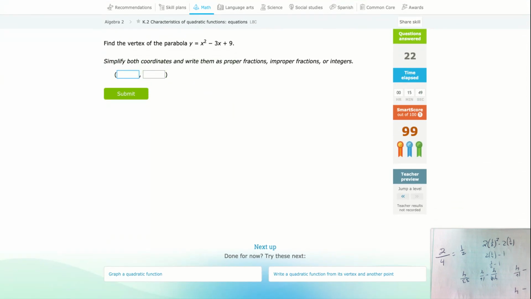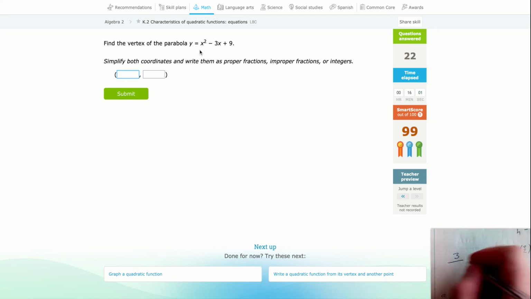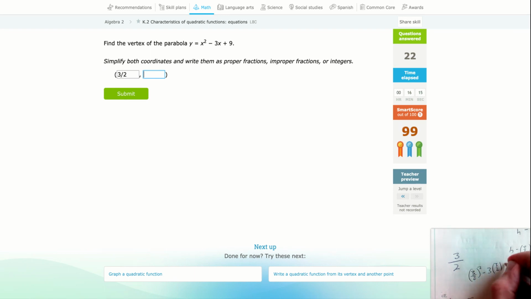And last one, find the vertex. Again, giving you a harder one on these last ones. So I got to do my minus b over 2a. b is negative 3. So minus b would be positive 3. Over 2 times a, a is 1, is 2. So it's 3 halves. So I know that my vertex goes to the axis of symmetry, which is 3/2. Plug that back in. I get 3/2 squared minus 3 times 3/2 plus 9.